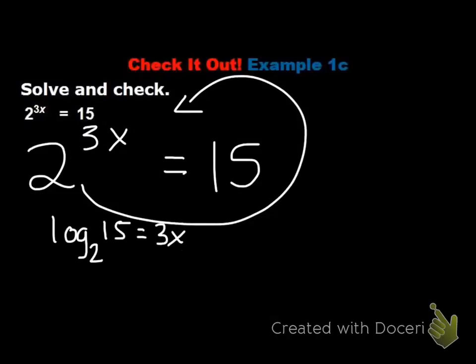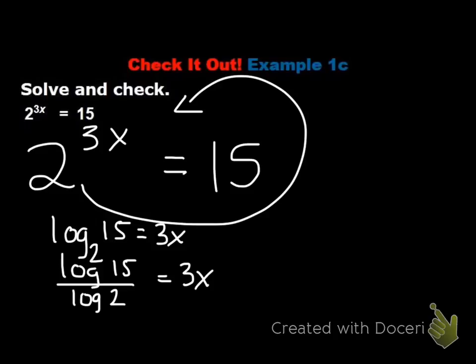Third power is 8, and 2 to the fourth power is 16. But we don't want to guess. I want to know exactly what it is. So we're going to change it to base 10 because that's on the calculator. So again, when you change it, the big number's on top. So it's log 15 divided by log 2. So again, base on bottom equals 3x.